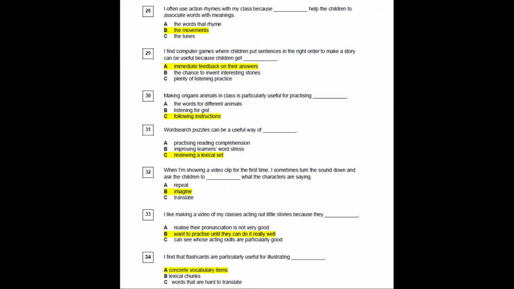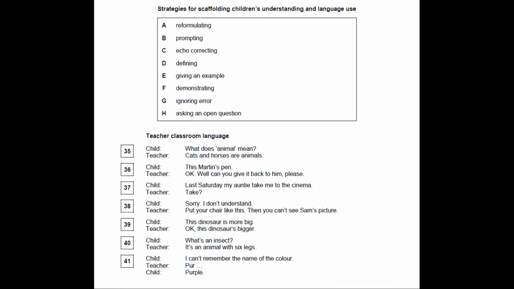Let's look at the next set of questions. Here we've got some strategies for scaffolding children's understanding in language. And we've got the teacher classroom language used for these strategies. Now let's look at number 35. What does animal mean? Cats and horses are animals. This is giving an example.